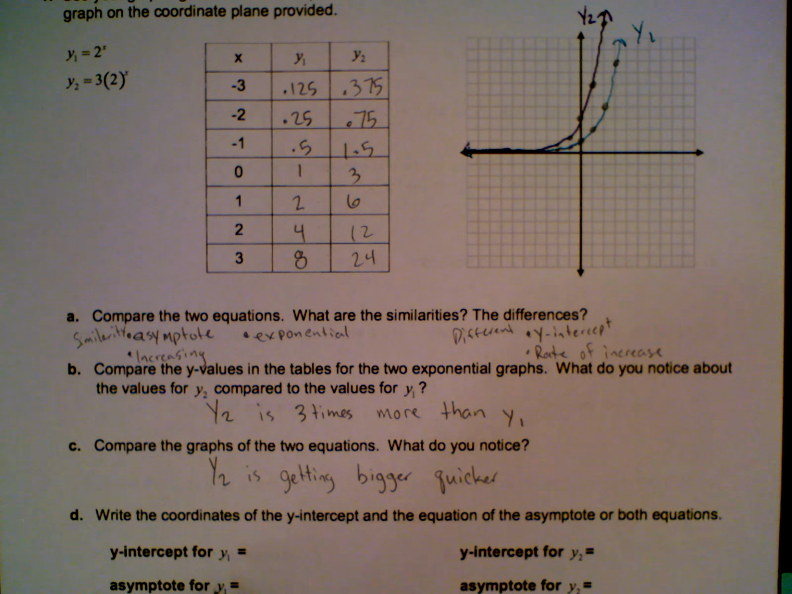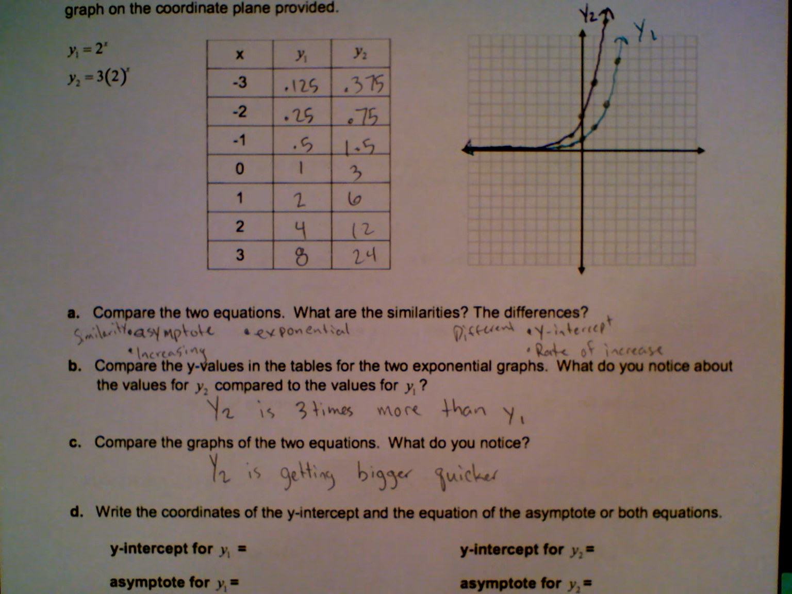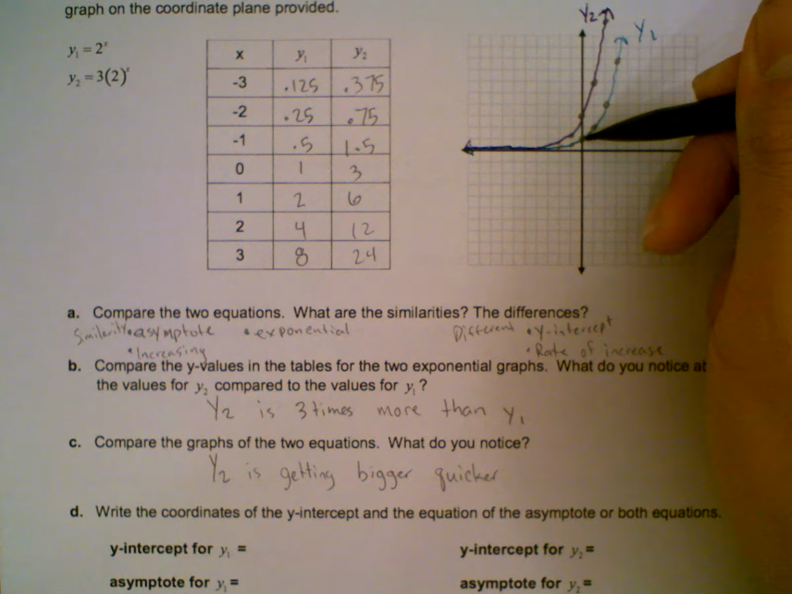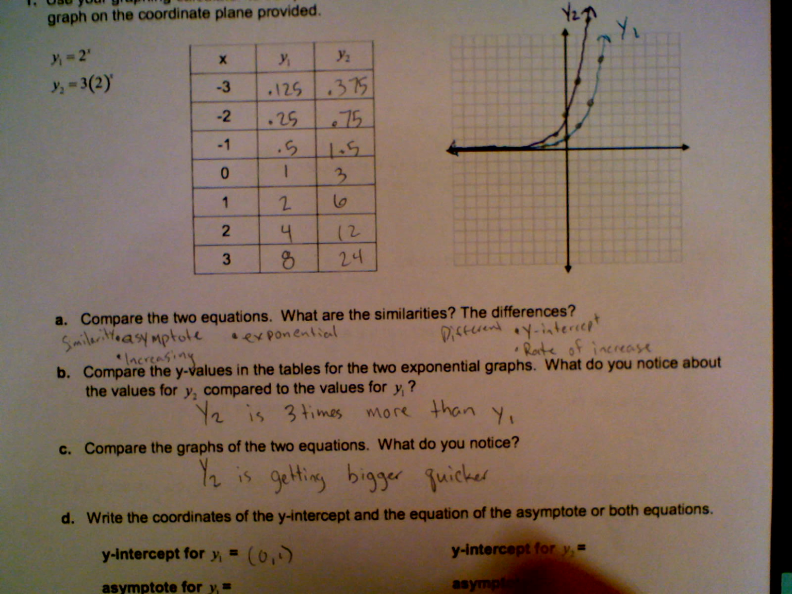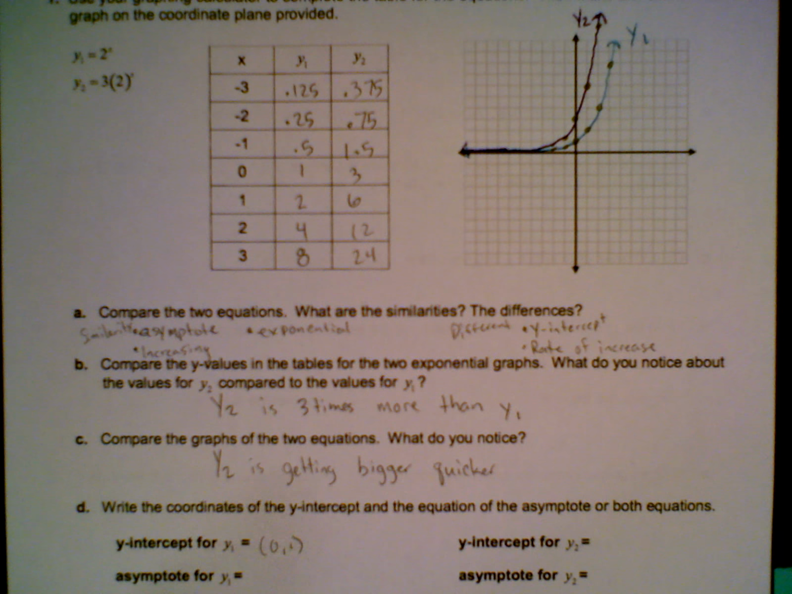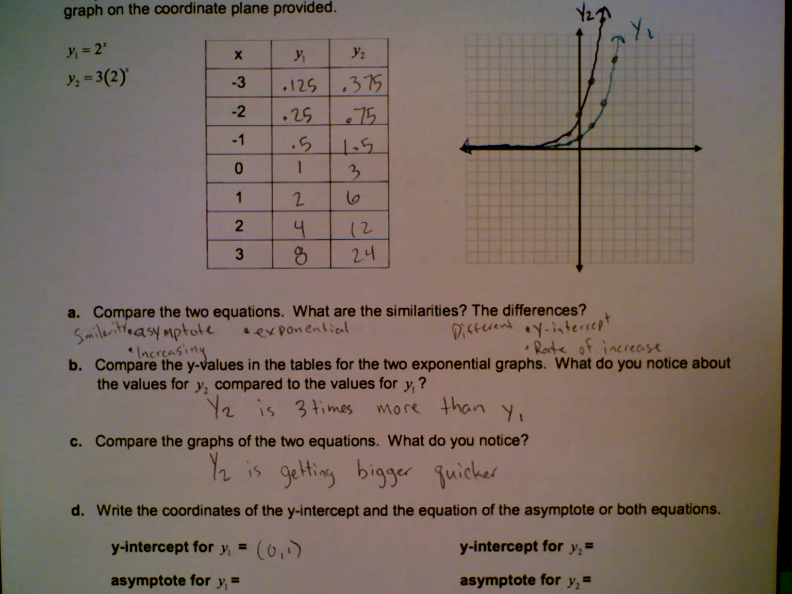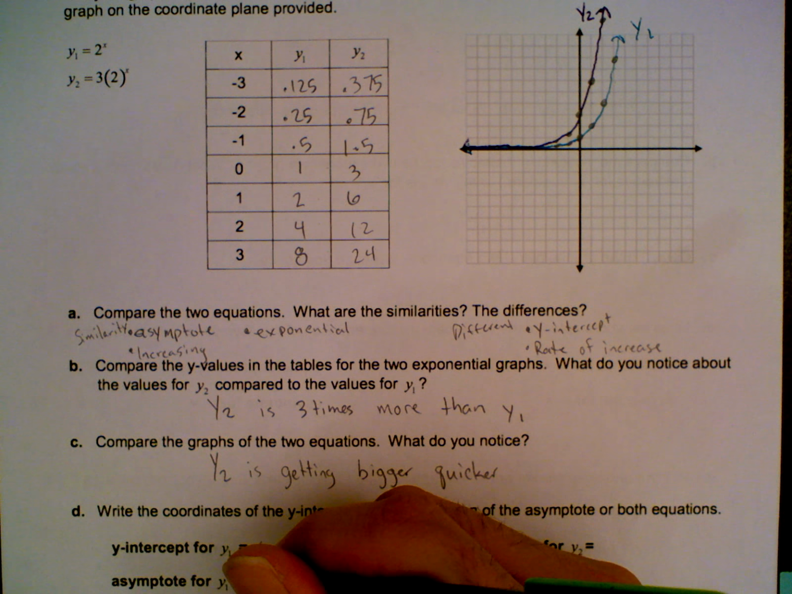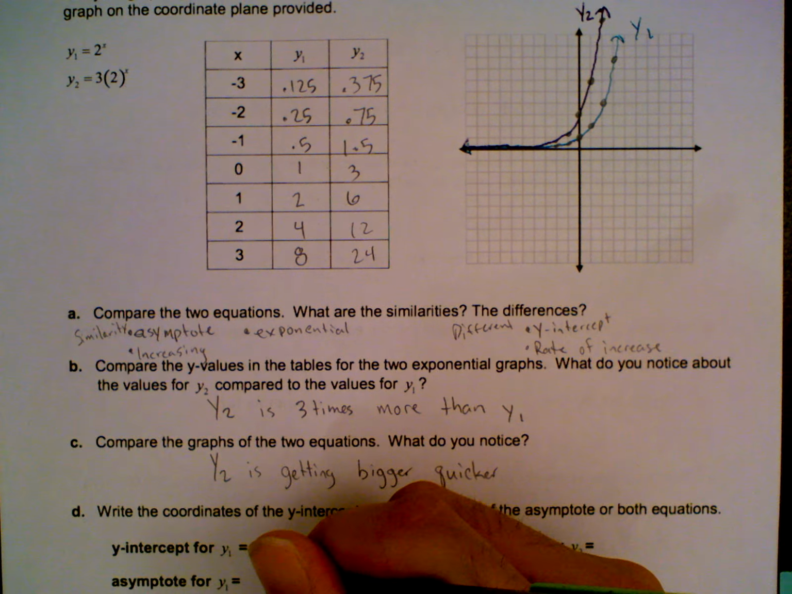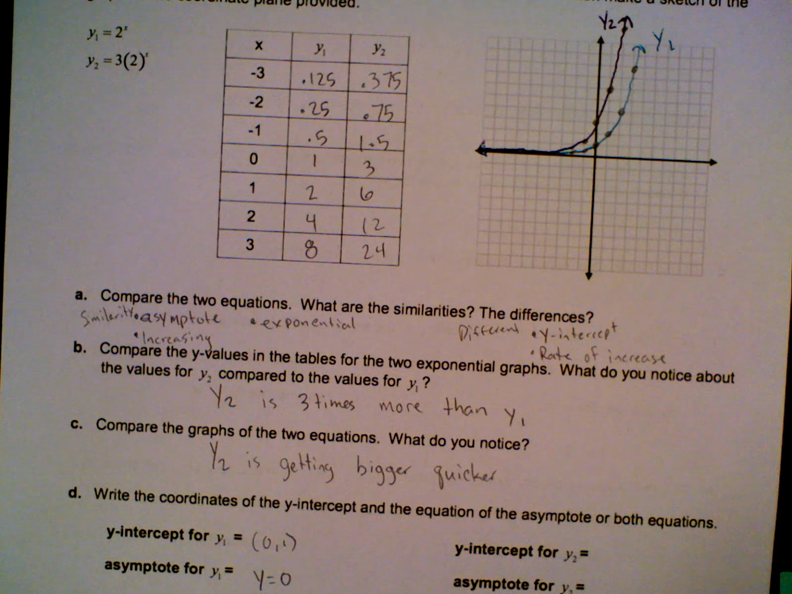So looking at y1 first, my y-intercept for this blue equation is going to be right there. So that's going to be (0,1). My asymptote for y1 is, remember, where my values get closer and closer to, but never touch or hit, and that's my x-axis here. So y1 is going to get closer and closer to it, but it's not actually ever going to hit it. So y equals 0 is my asymptote.